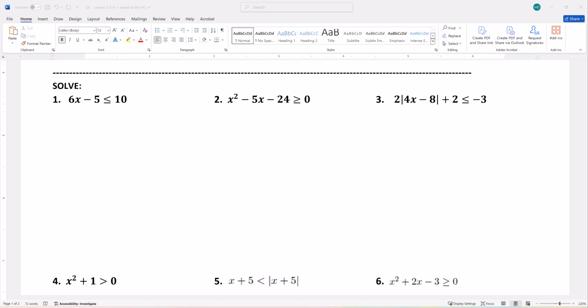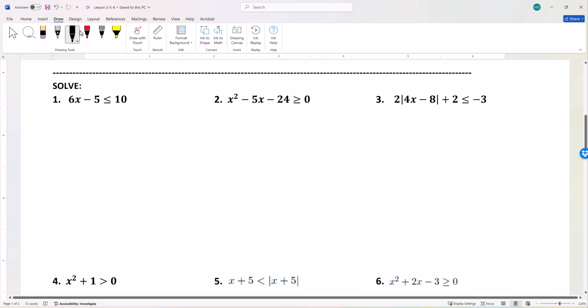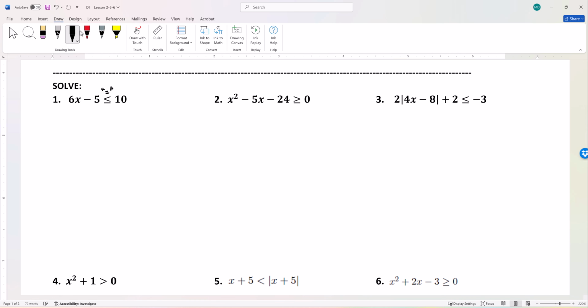Right, so we're solving inequalities. The first step is, remember, we want to pretend it's an equal sign and find the boundary points. If I pretend it's an equal sign, that's just a linear equation.